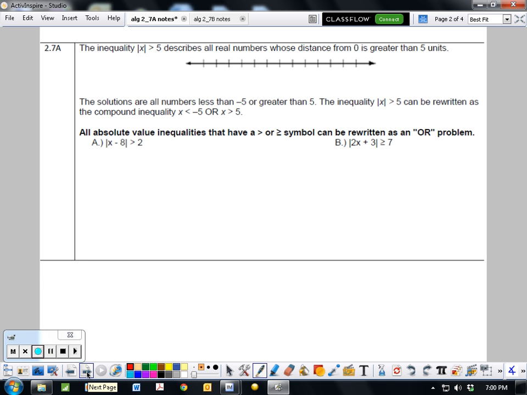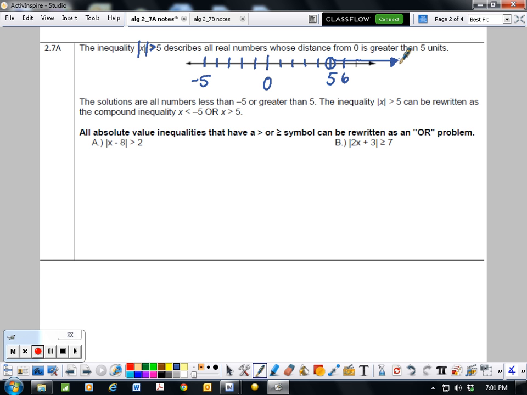Okay, now we're going to look at a slightly different inequality. Now we have the absolute value of x is greater than 5. So now when we're looking at our number line, we've got our 0, 1, 2, 3, 4, 5, negative 1, negative 2, negative 3, negative 4, negative 5. So we want all numbers that are greater distance than 5 away from 0. So 1 is not bigger than 5, but 6 is. So I want anything 5 and bigger. So that would be that on this side.